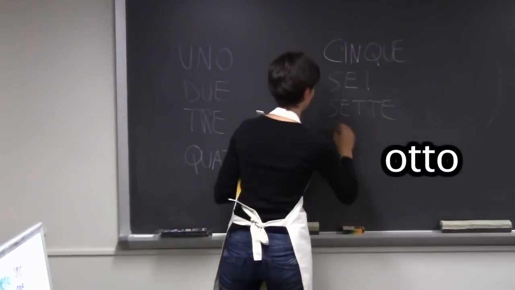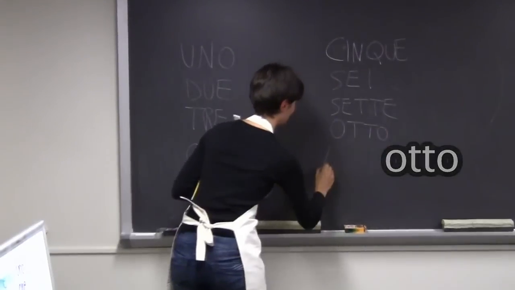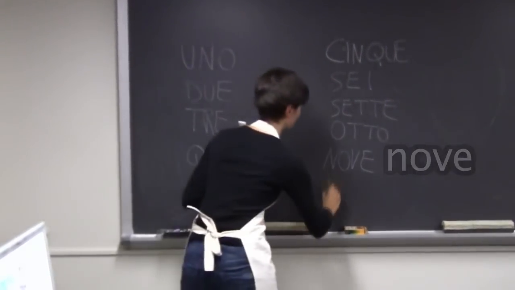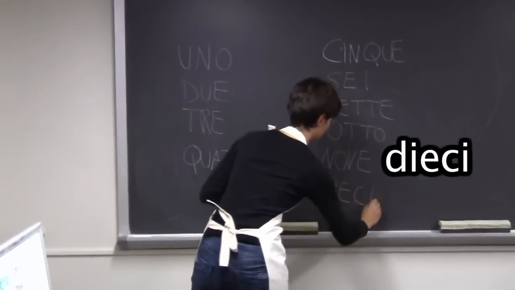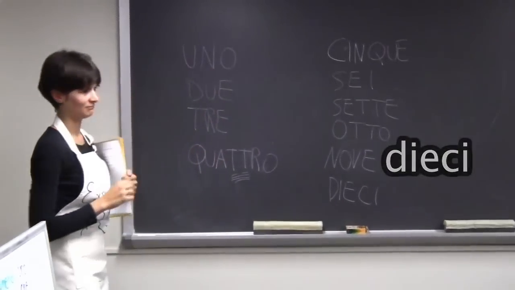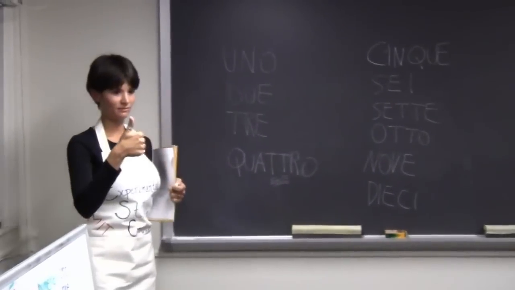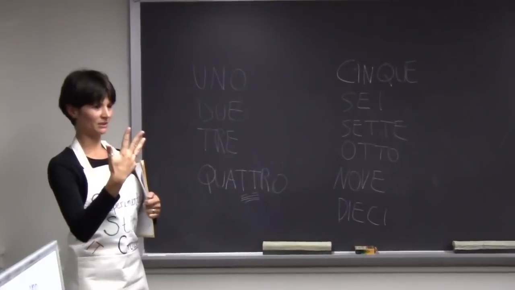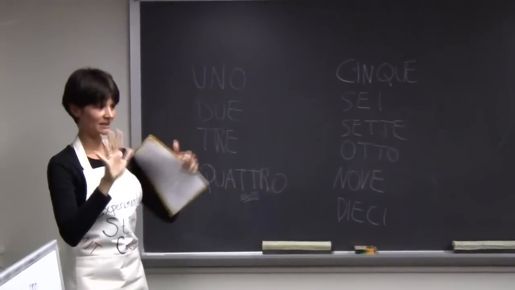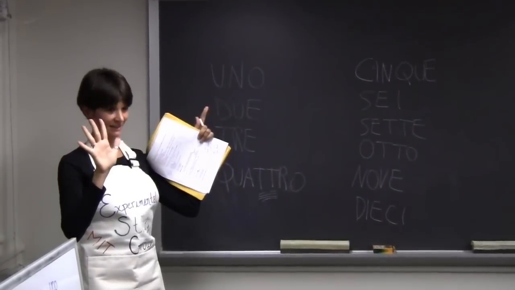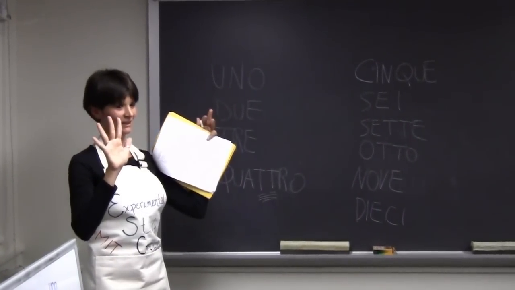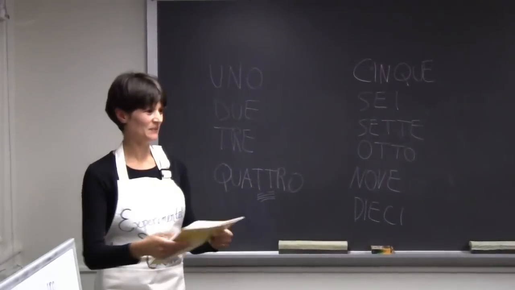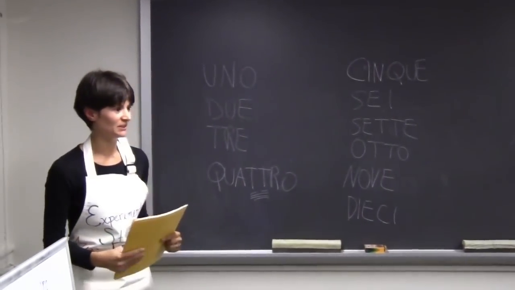Otto. Nove. And dieci. Okay. 1, 2, 3, 4, 5, 6, 7, 8, 9, 10. Good. So doubles are extremely important.